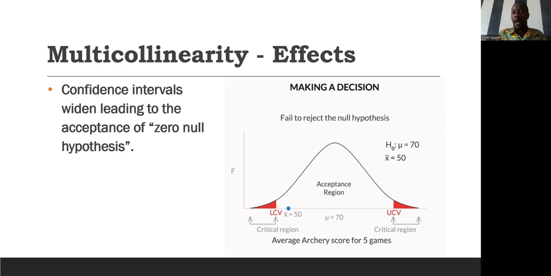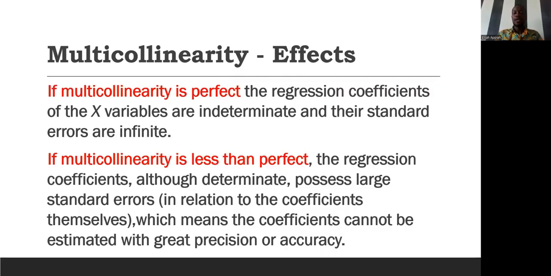And this is what we mean by an effect of multicollinearity, that it leads to the acceptance of the zero null hypothesis. So the whole thing is that if multicollinearity is perfect, then the regression coefficients of the X variables, the independent variables, are indeterminate and their standard errors are infinite. So if we have a case of perfect multicollinearity, that is, if we regress a dependent variable on 2 independent variables and the 2 independent variables have a perfect linear relationship, then the standard errors associated with estimating these parameters are going to be infinite.